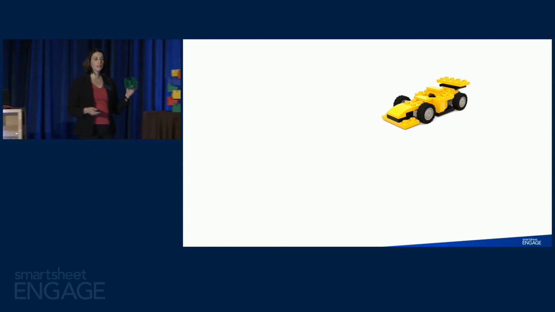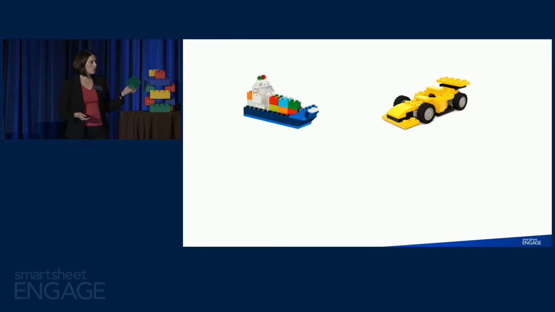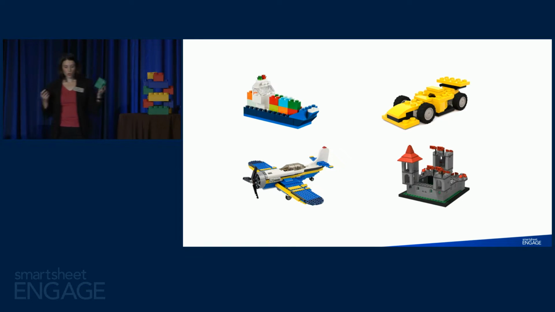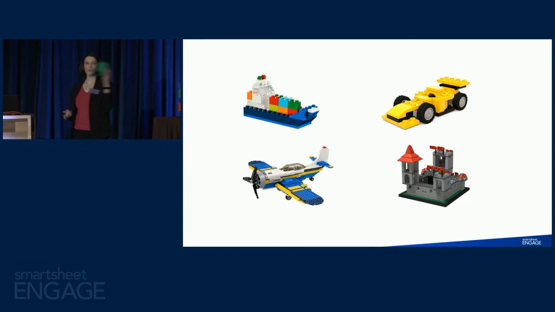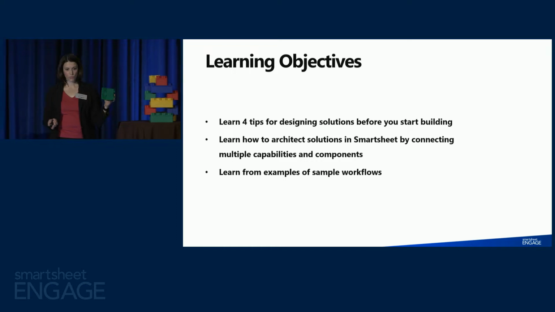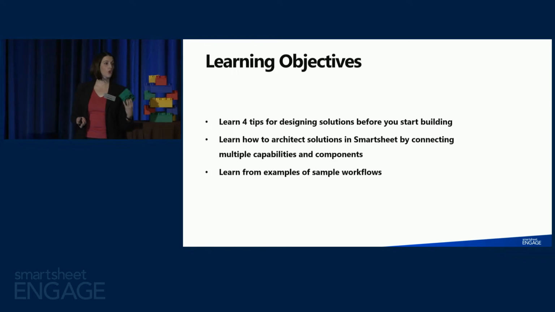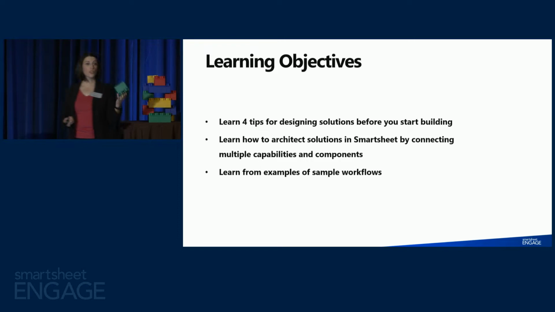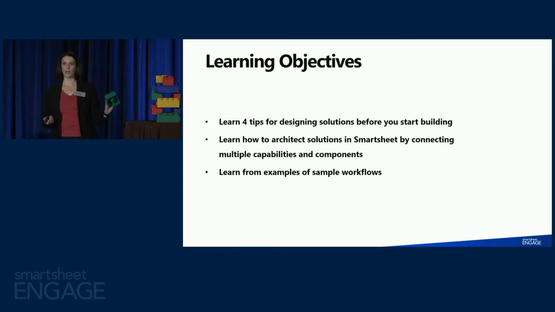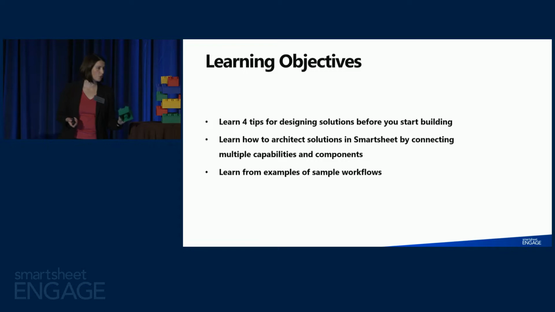Smartsheet is made up of the same set of building blocks, right? But how you put those building blocks together determines whether you're building a car, or a boat, or a plane, or a castle. But they're still built from the same foundational blocks. So today, what we really want to focus on are those things you need to think about before you even start building with your blocks so that you can be successful. So we're going to talk about 4 things that you want to be sure you think about before you start even building in Smartsheet.